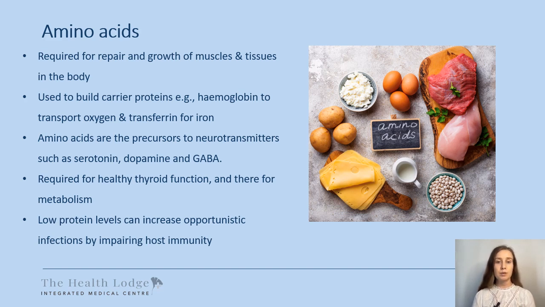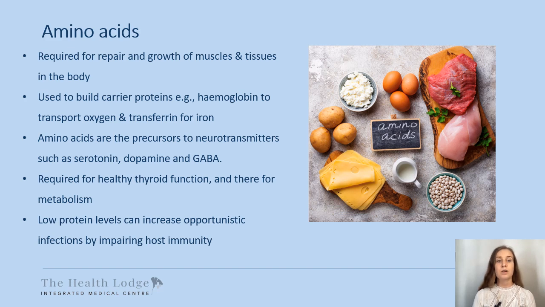They are used to build carrier proteins. So an example of this is what we were talking about earlier. Hemoglobin is a protein in the blood that is used for oxygen to be carried around the body. And transferrin is a protein in the blood that carries iron through the body. So these are made from protein and from your amino acids, hence why it's so important to make sure that you're having optimal protein intake to ensure that the body functions adequately.